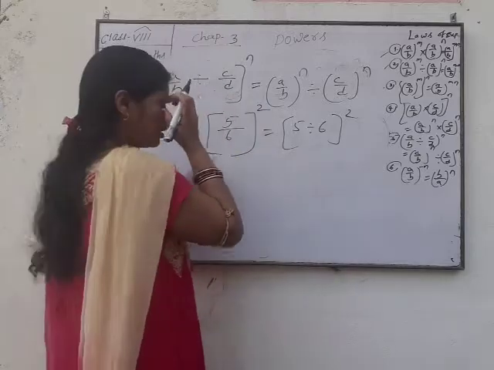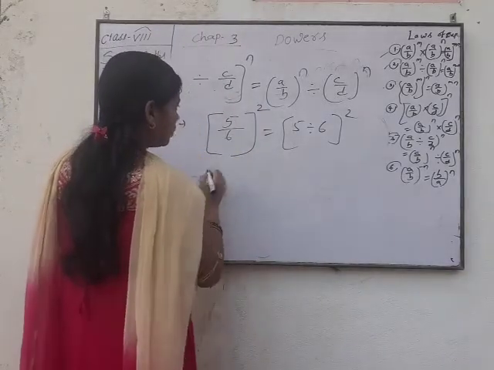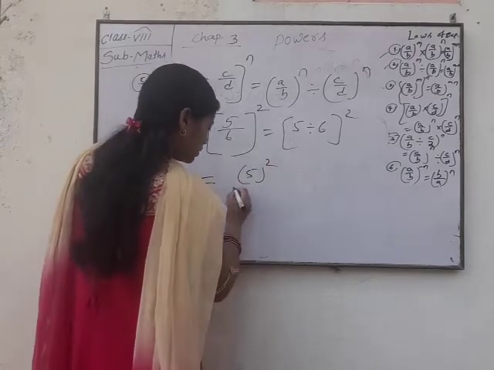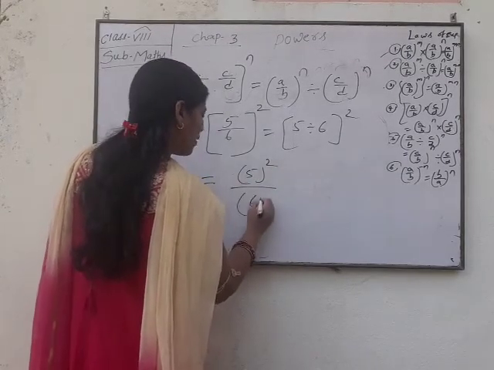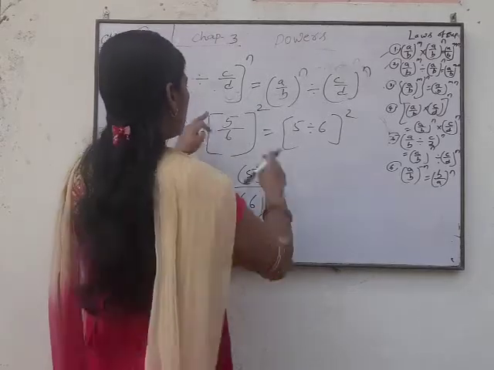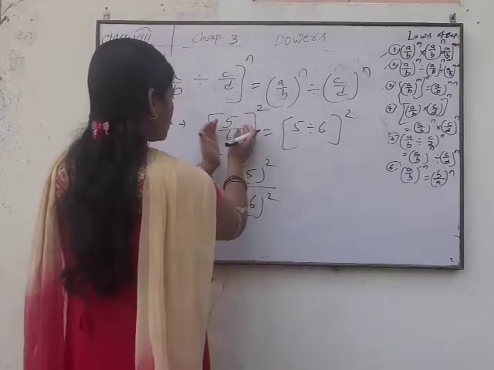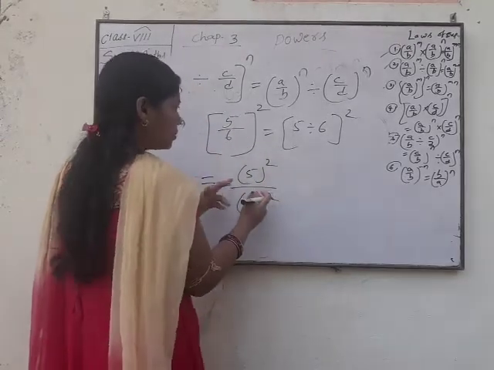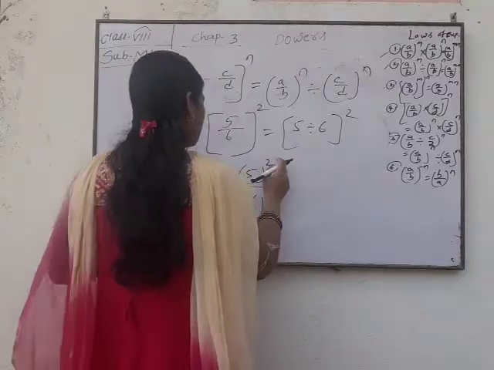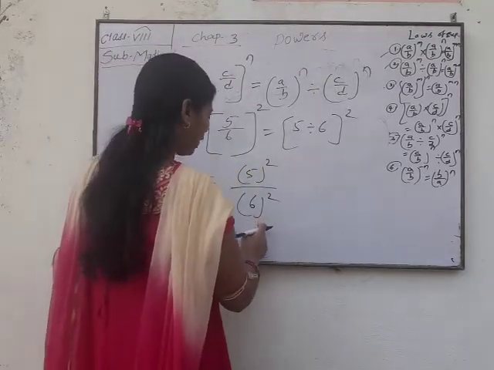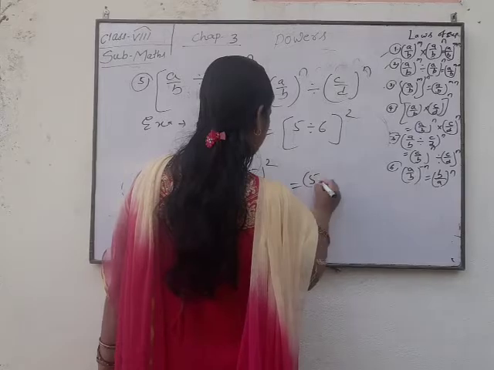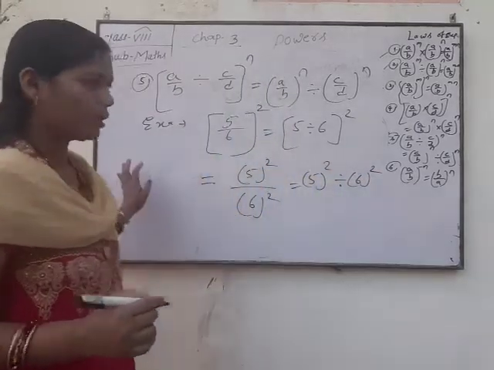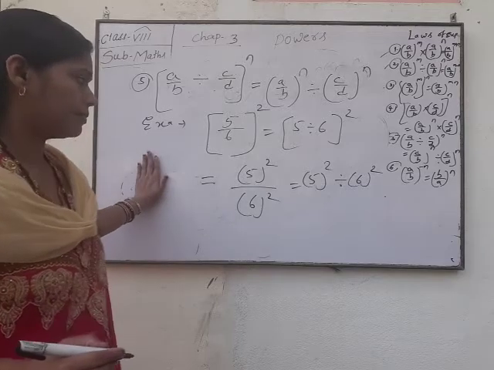This means, it means you can write 5 to the power 2 divided by 6 to the power 2. Your whole means for both numbers, not only for 5, not only for 6, for all. So you can write 5 to the power 2 by 6 to the power 2. It means 5 to the power 2 divided by 6 to the power 2. So this is your fifth law.